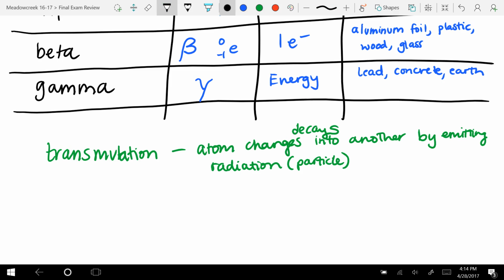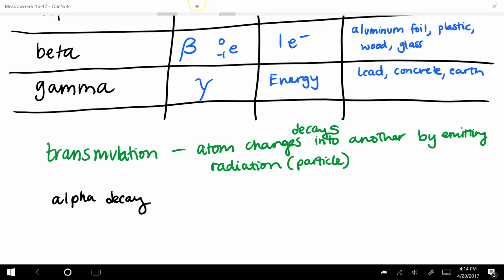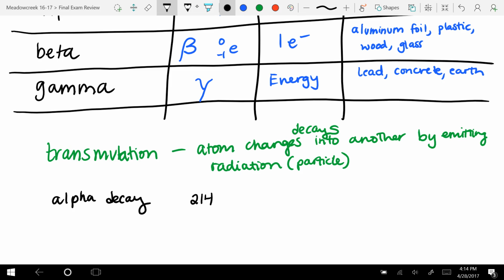So with alpha decay, if we start off with polonium, which has the atomic mass of 214 and has an atomic number of 84, and the symbol for polonium is Po, right?